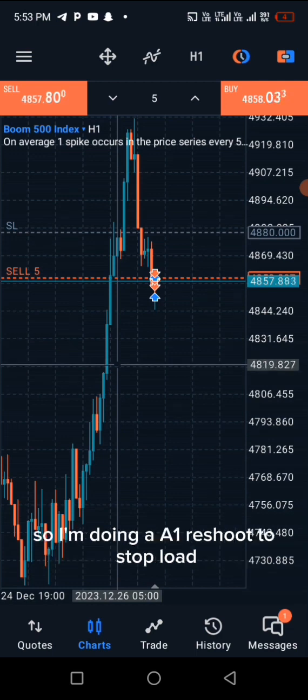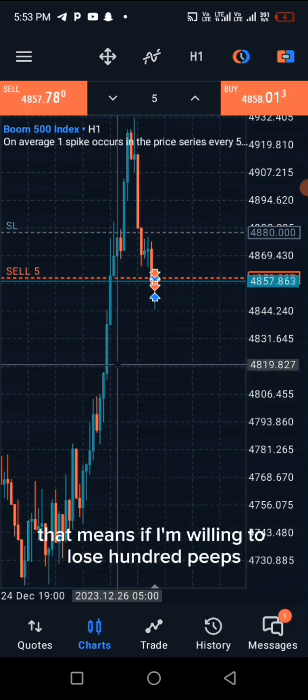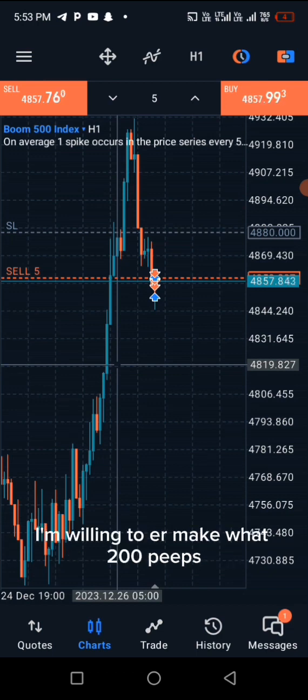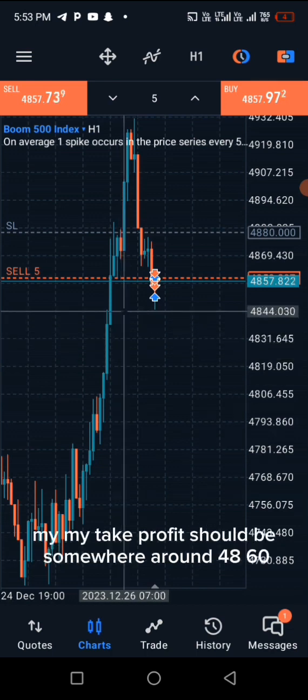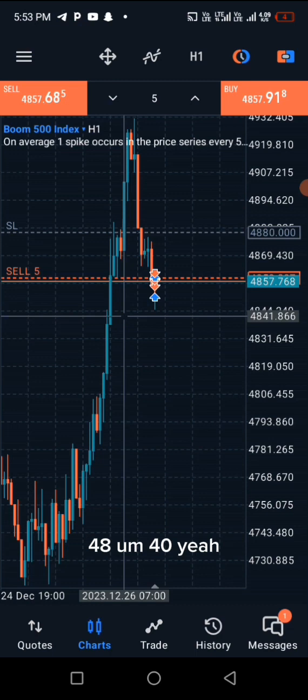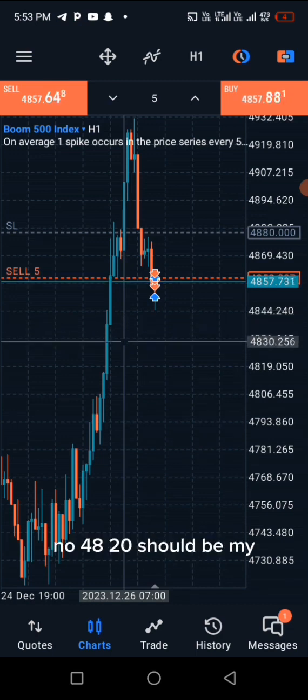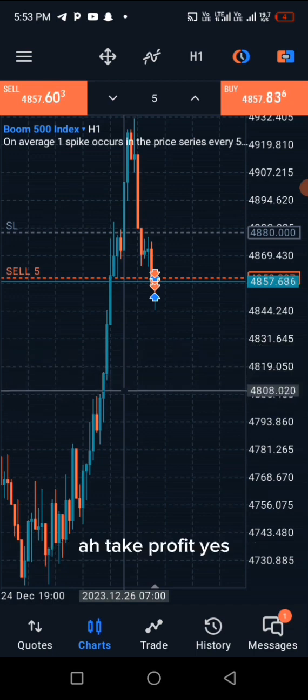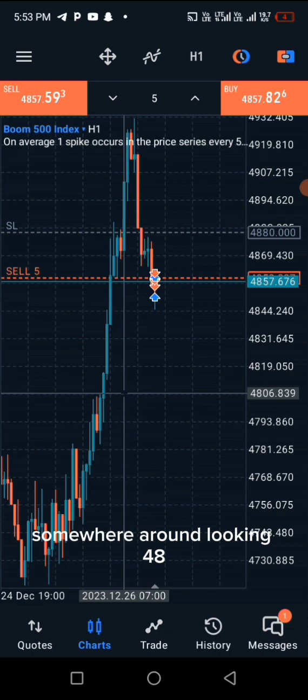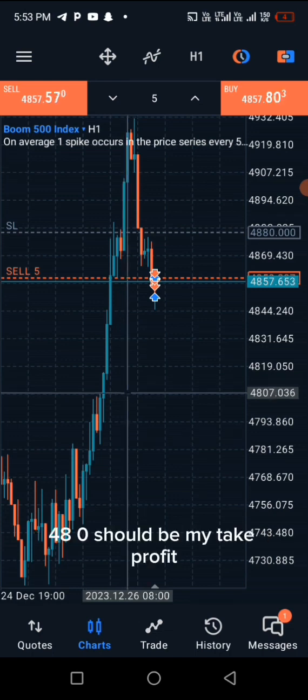So I'm doing a 1:2 risk to reward. That means if I'm willing to lose 100 pips, I'm willing to make 200 pips. So my take profit should be somewhere around 48.60, 48.40. Right, that should be my take profit? No, 48.20 should be my take profit. Yes, somewhere around. Okay, 48.0 should be my take profit.